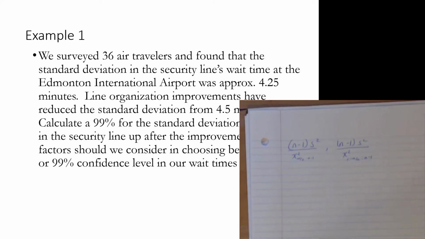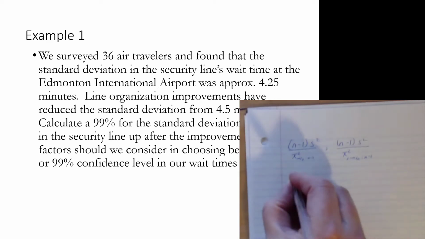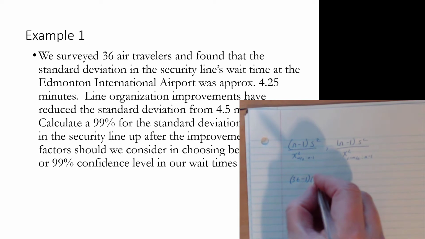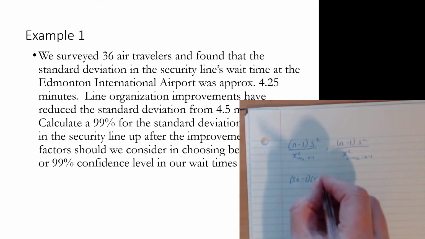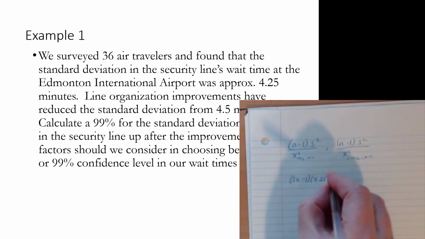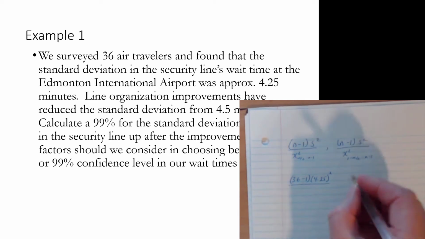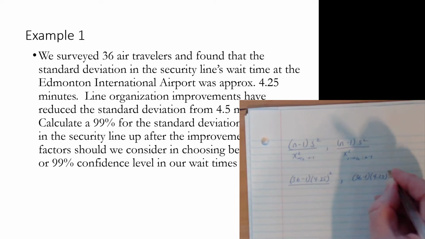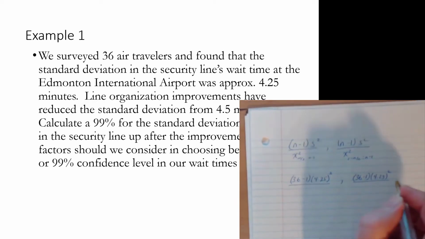Okay. Now we got an n of 36, so we get 36 minus 1, and the standard deviation was 4.25 minutes. Okay. Remember, it's all related to the sample. Now this 4.25 is standard deviation, so I'm going to square it because it's s squared, and I have the same denominator in both cases, so life is a little easier that way. Okay, forget the squaring. That's easy to miss.